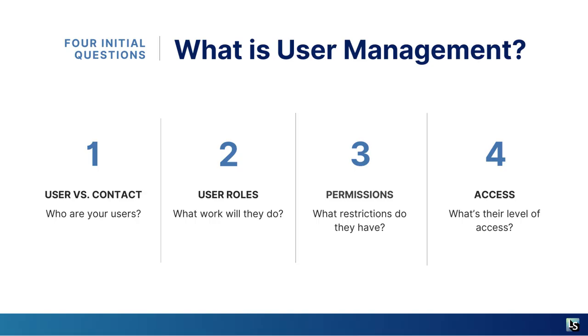3. Permissions. What restrictions should this individual have? Temporary staff, such as students or interns and pro bono advocates, may not need full access to the site. Is there any information they should not be able to see once they log in? And number 4, access. What is their level of access? What exactly should they be able to do?